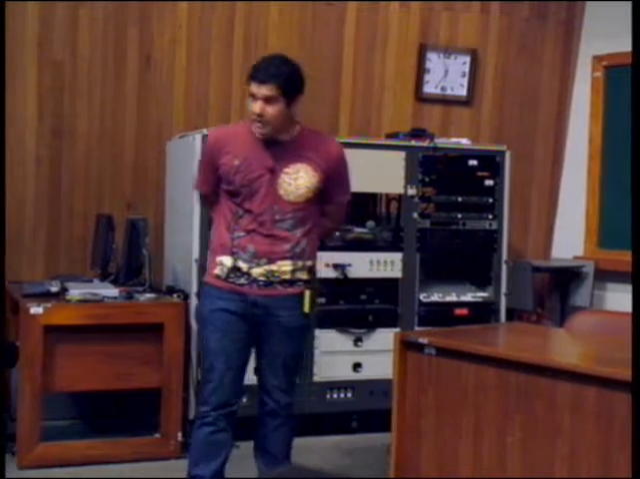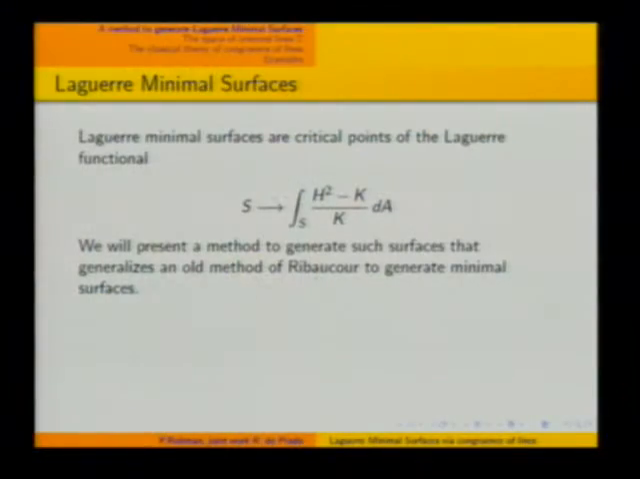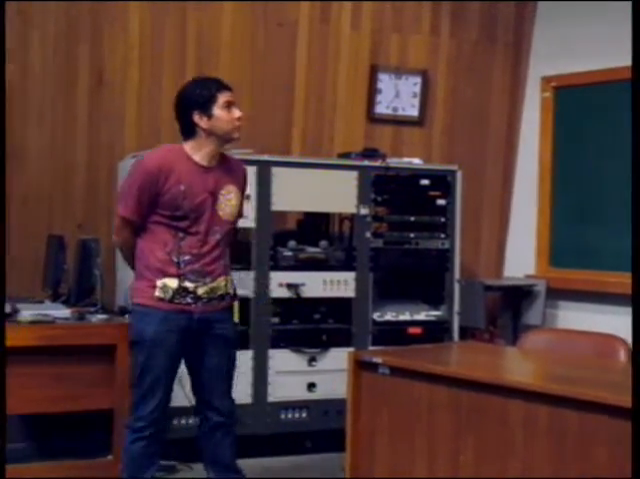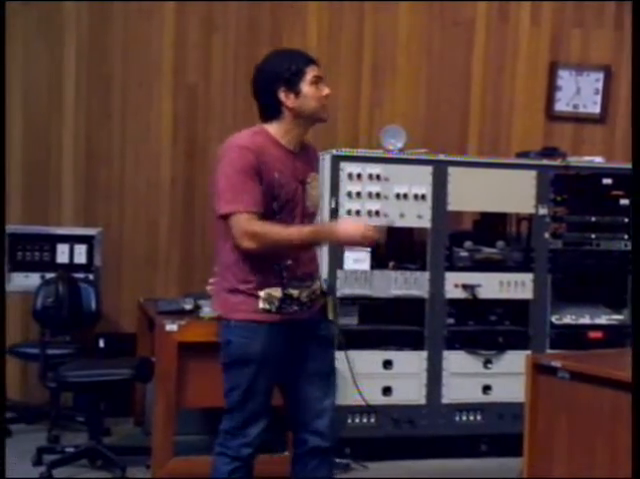So, Laguerre minimal surfaces are critical points of this functional, and as far as I know, they were studied by Blaschke in the 1920s. And now there's some interest in them. There are applications in architecture, but they're critical points of this function. Okay?